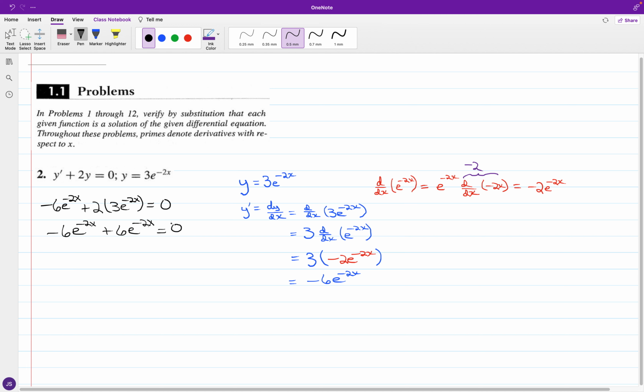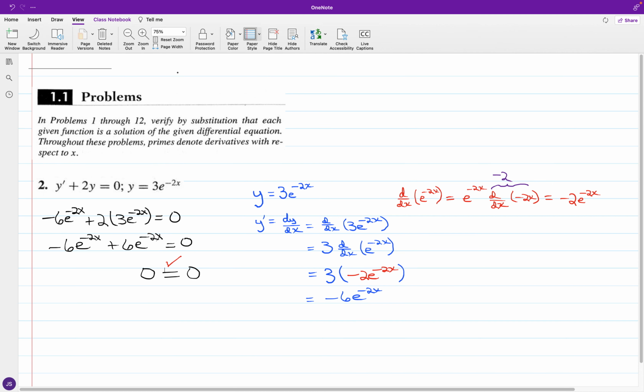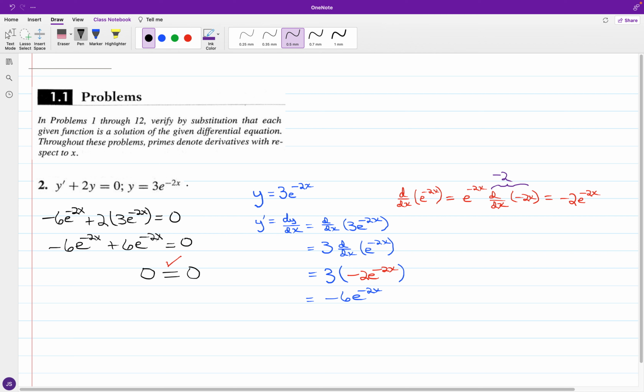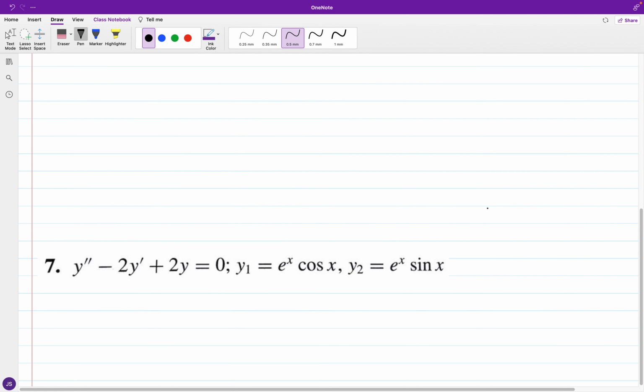Again, the right-hand side of the equation is 0, and guess what? We have additive inverse terms on the left-hand side, and they're going to cancel each other. It's going to turn out that we have 0 equal to 0. And with both sides balancing, indeed y equals 3 times e to the negative 2x is a solution.